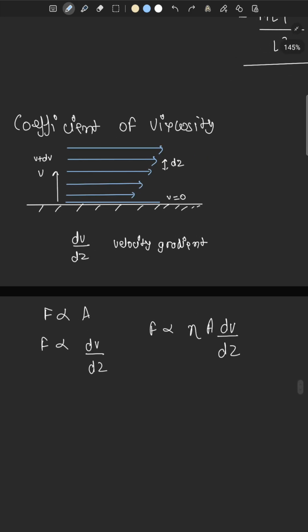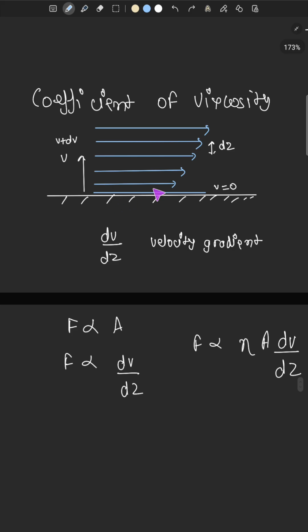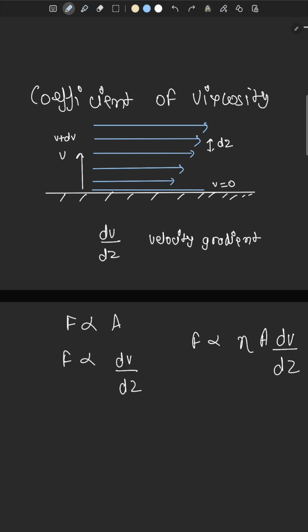Okay, so now let's suppose that velocity here is 0 and velocity at a distance z from the surface is v. So if we move further dz distance, a little more distance upward, the velocity will be v plus dv. Now this ratio of change in velocity divided by change in distance perpendicular to the flow is called velocity gradient. Change in velocity, change in distance. This change is perpendicular to the flow. The flow is on the right side and distance we are taking in the vertical direction.